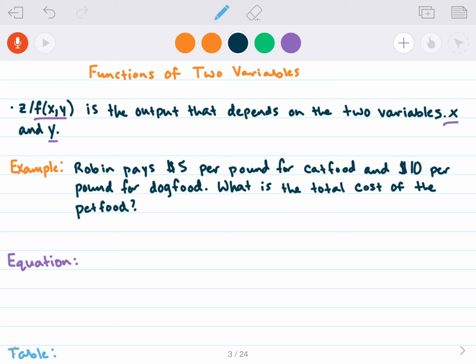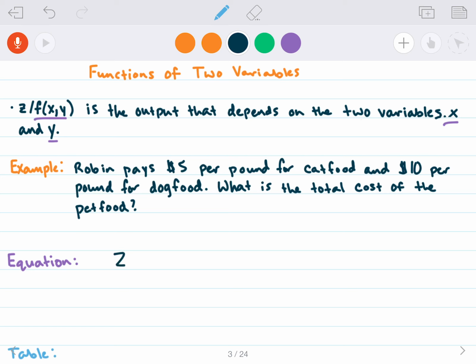What is the total cost of the pet food that she buys? Well, that depends on two things. It depends on how many pounds of cat food she buys, and it depends on how many pounds of dog food she buys. Right? Depends on two things. That's the key distinction here. So how can we write an equation?